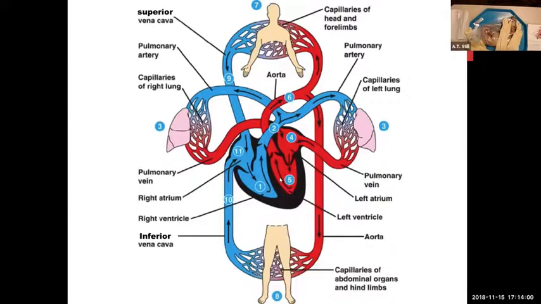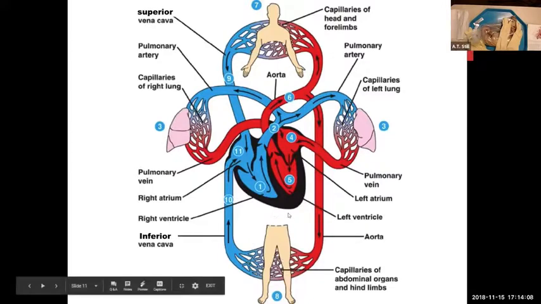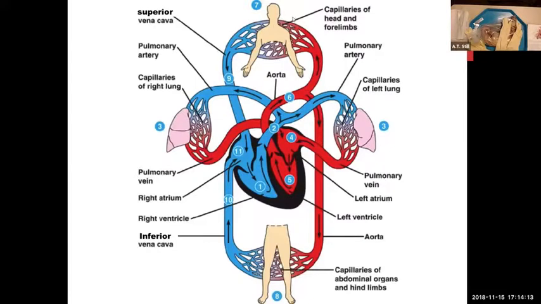And then the oxygenated blood is going to come back into the left atrium and through the mitral valve into the left ventricle, and then it's going to get pushed out of the heart through the aortic valve, through the aorta, and then to the rest of the body, to the tissues in the legs, the abdomen, and the head, neck, and upper extremities.